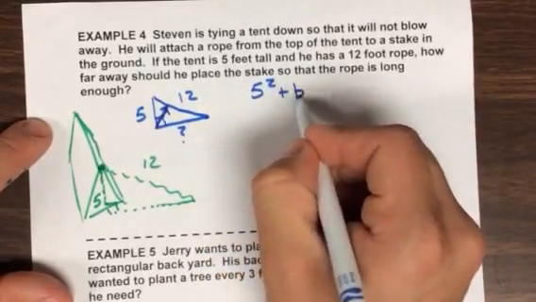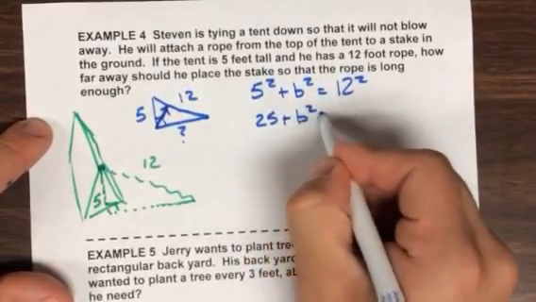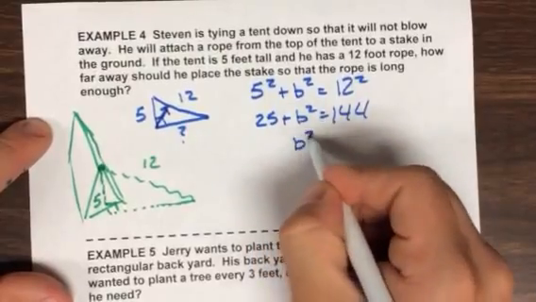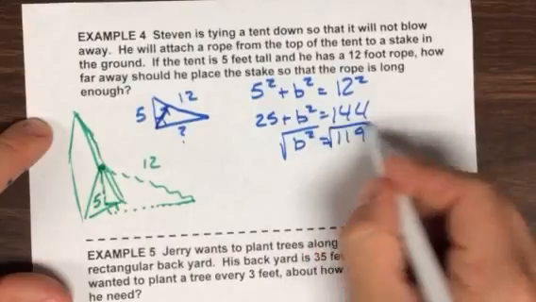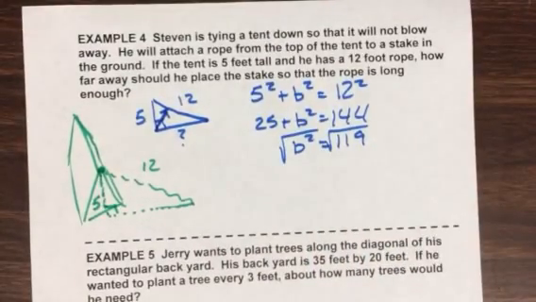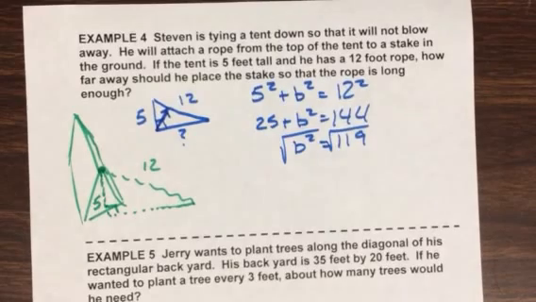5 squared plus b squared would equal 12 squared, or 25 plus b squared equals 144, or b squared equals 119. Take the square root of both sides. Okay, so 119, we have to see if there's anything that goes into 119 very easily. Sitting here looking at it, little trick for you. If the last digit is divisible by 2, you can divide by 2. Not the case here.